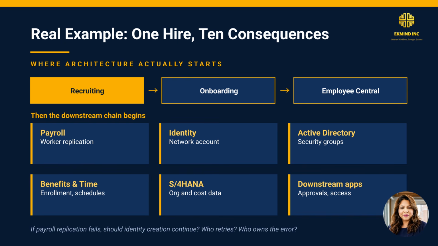So, architecture asks what happens if payroll replication fails? Should identity creation continue? Which system retries? Who owns the error? How will HR know? What happens if the employee's start date changes? Will every downstream system receive the correction? This is what architecture is really about.